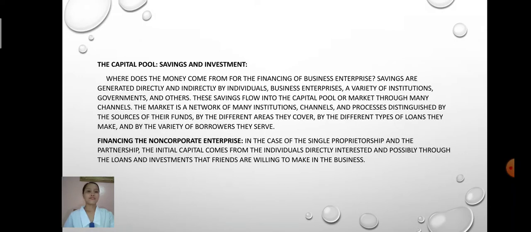The capital pool, savings and investment. Where does the money come from for the financing of business enterprise? Savings are generated directly and indirectly by individuals, business enterprises, a variety of institutions, governments, and others. These savings flow into the capital pool or market through many channels. The market is a network of many institutions, channels, and processes distinguished by the source of their funds, by the different areas they cover, by the different types of loans they make, and by the variety of borrowers they serve.